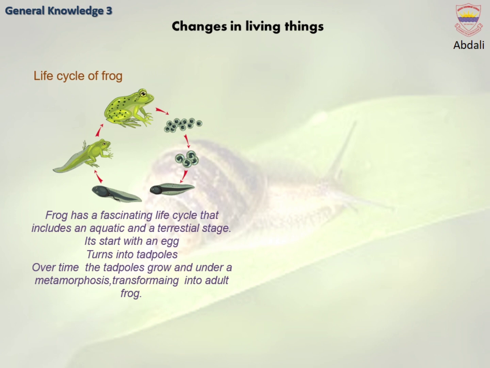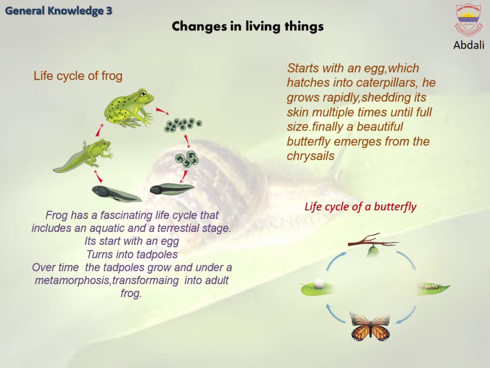Life cycle of a frog. Frogs have a fascinating life cycle that includes an aquatic and a terrestrial stage. It all starts with eggs laid in water. The eggs hatch into tadpoles, which have gills and live underwater. Over time, the tadpoles grow and develop lungs. They undergo a metamorphosis, transforming into adult frogs capable of living both in water and on land.